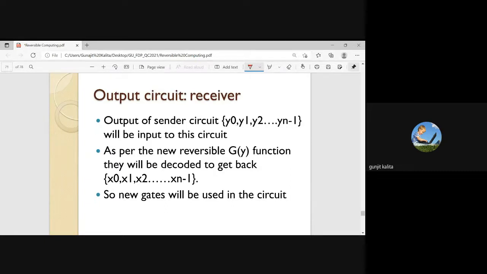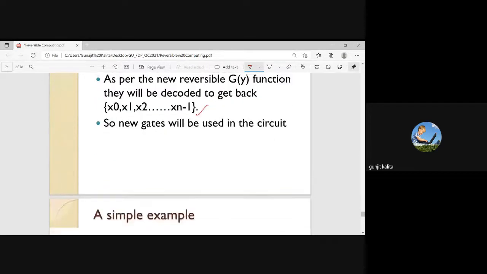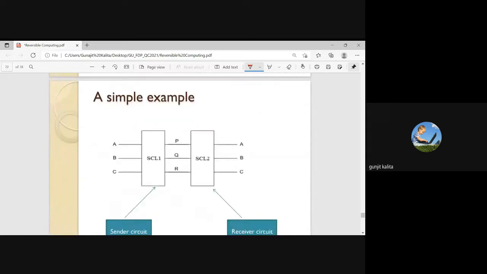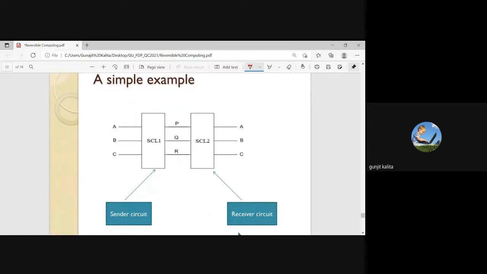These inputs are basically the output of the sender. And it will help us to get back again the original inputs, which are x0, x1, like that, all the sets. So we require new gates to utilize this. It's a very simple way, you can say. Earlier we have shown you scalable gates, so if you use scalable gate 1 and 2, it will happen.